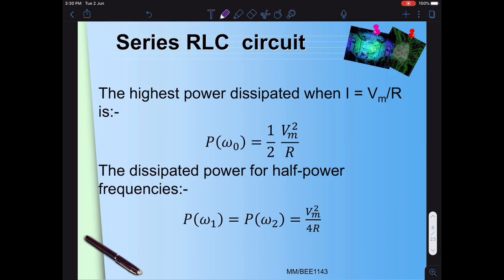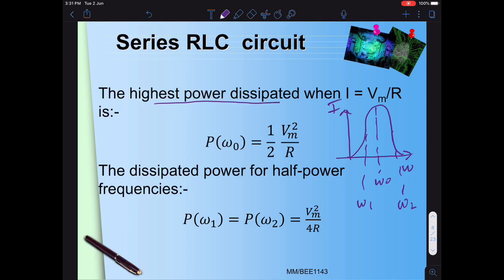Alright, I draw again the shape of the graph, I versus omega. So here is our shape, and we have this value omega naught, here is omega 1, here is omega 2. In this slide we are going to use the formula for the highest power dissipated. So we are going to calculate the power for the half power frequency at this value.